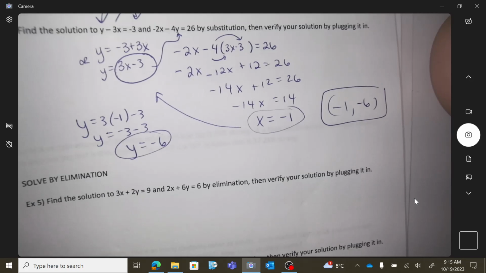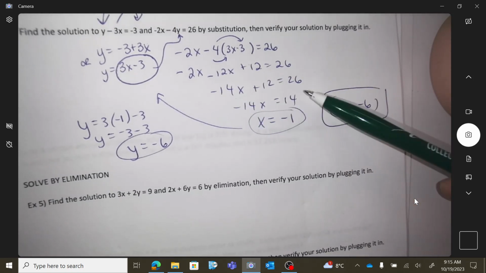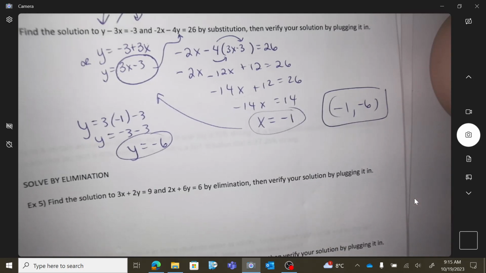Did anybody finish it and end up as a match? Okay, just go slow and steady. Distribute, collect, move, divide. Okay, there's going to be probably negatives somewhere on your test, so make sure you're working with your negatives properly, okay?